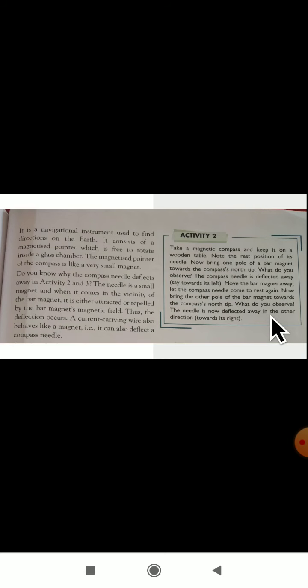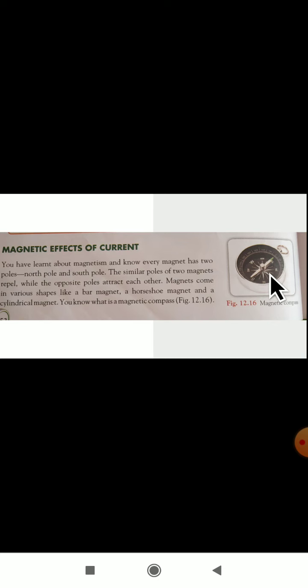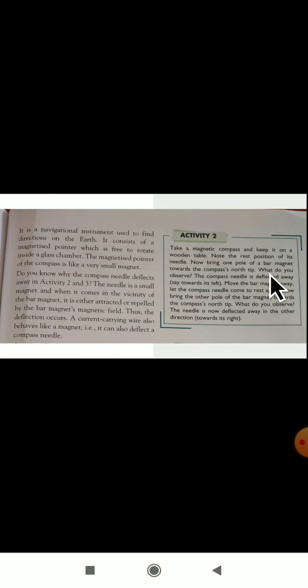It consists of a magnetized pointer which is free to rotate inside a glass chamber. The magnetized pointer of the compass is like a very small magnet. Why does the compass needle deflect? You can see the activity mentioned here. Take a magnetic compass and keep it on a wooden table. Note the rest position of its needle.